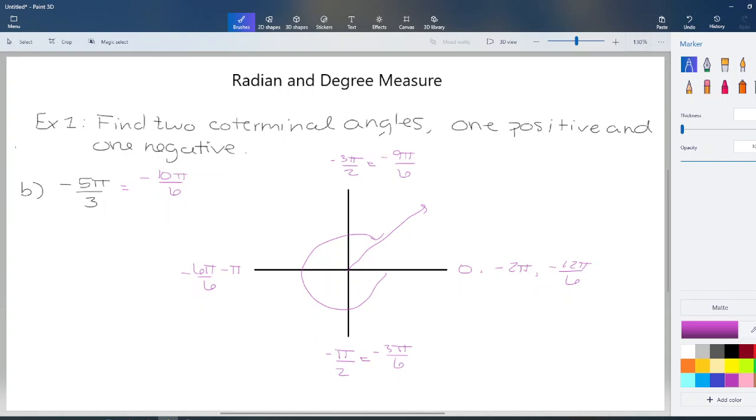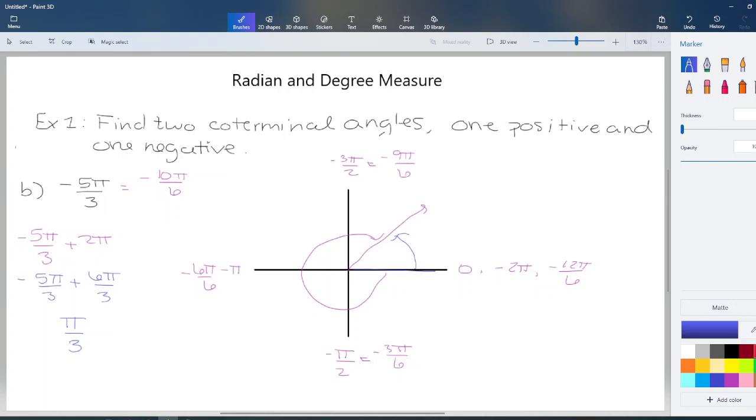Okay. Now to get our positive coterminal angle, just like we saw in the previous example, we're going to add 2 pi. Okay, and that represents us starting here and opening up this way, just this little angle here. So that would give us negative 5 pi over 3 plus 6 pi over 3, or 1 pi over 3. Okay, so this is our positive coterminal angle.